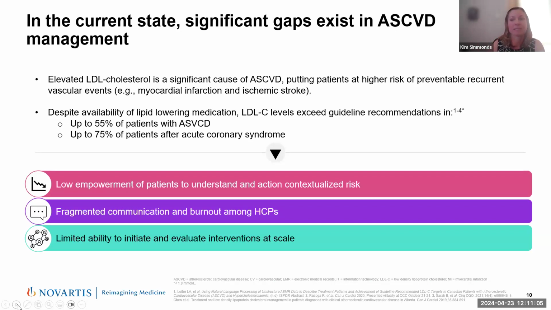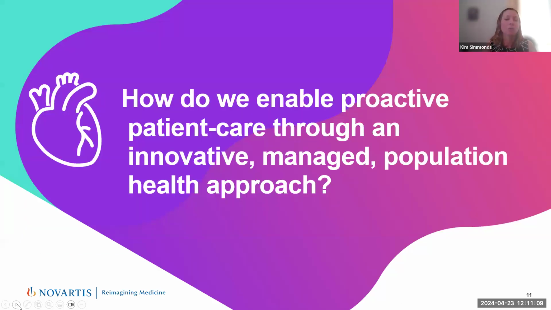So we basically asked Novartis to help us figure out how we can work together to proactively support patients with a patient-centered approach to look at preventative care and how they can better manage their disease before they go on to have hospitalizations and terrible outcomes. And with that, I get to pass it over to Vinna.